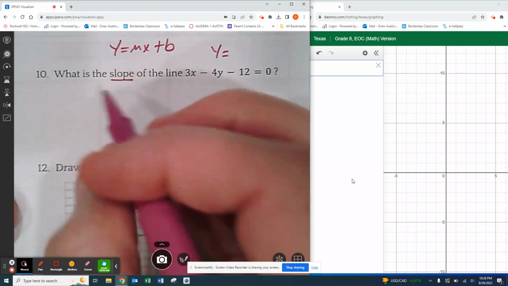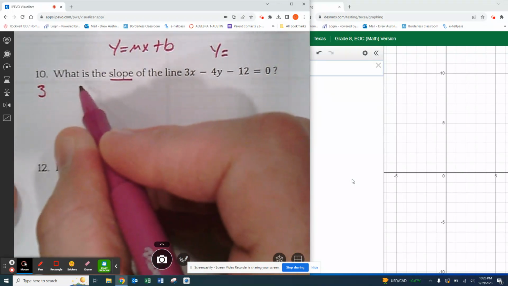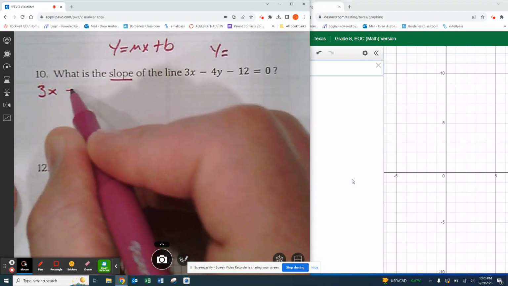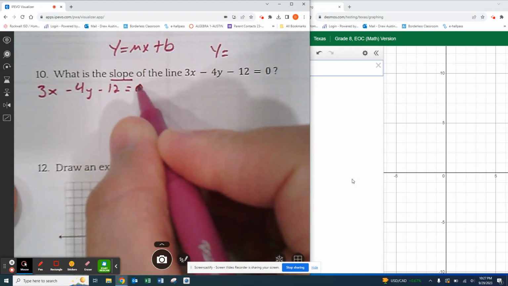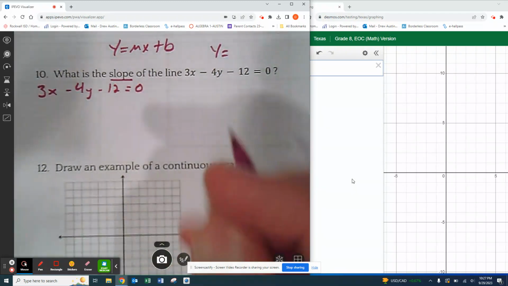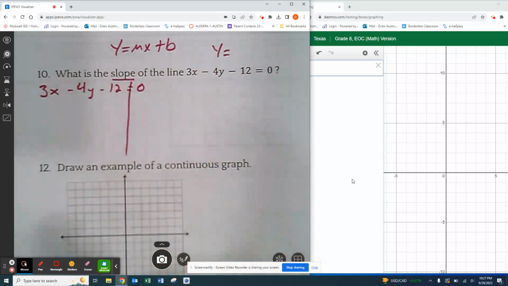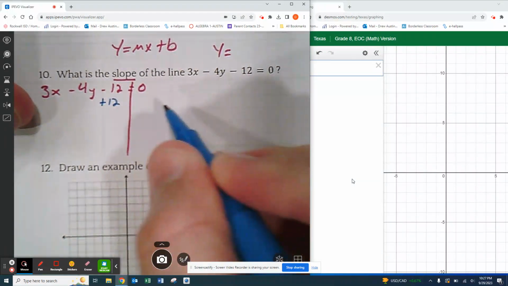So the first thing we're going to do is I'm going to write the problem over here. I'm going to write it as 3x minus 4y minus 12 equals 0. The first thing I'm going to do to solve this problem is, again, I need to get y all by itself. So I'm going to add 12.